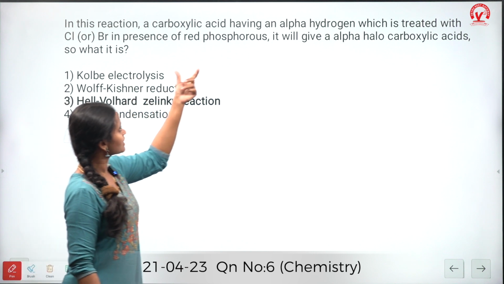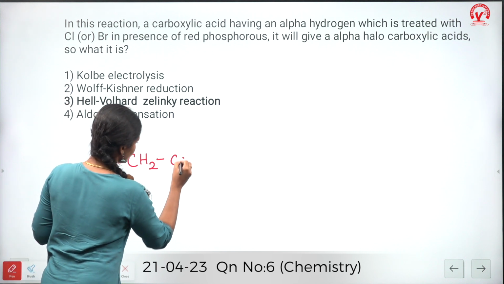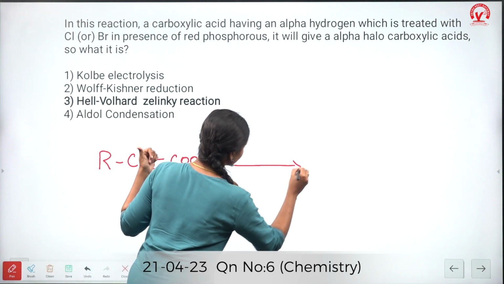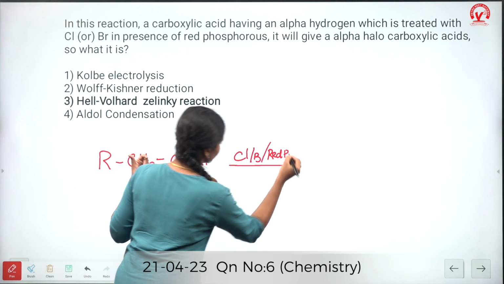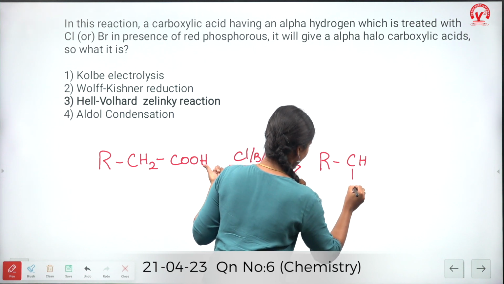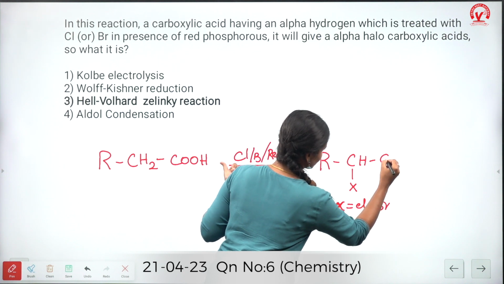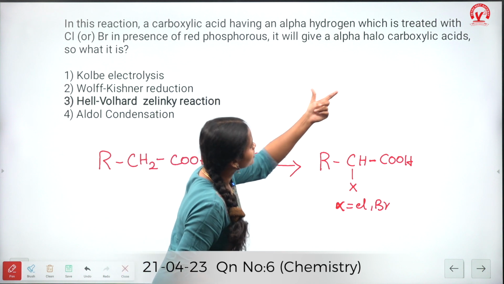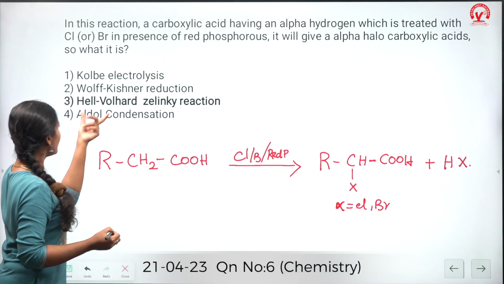In this reaction, a carboxylic acid having an alpha hydrogen, that is RCH2COOH, an alpha hydrogenated carboxylic acid, is treated with chlorine or bromine in the presence of red phosphorus, which leads to the formation of RCHX-COOH, where X is chlorine or bromine. We will get an alpha halogenated carboxylic acid. Here hydrogen halide is released. So the answer is the Hell-Volhard-Zelinsky reaction.